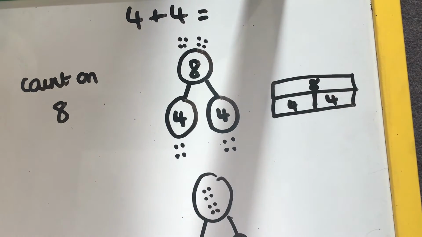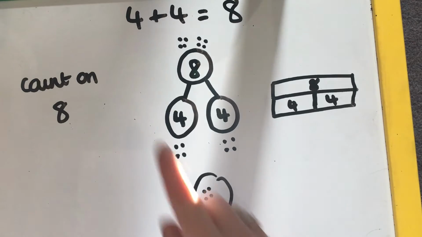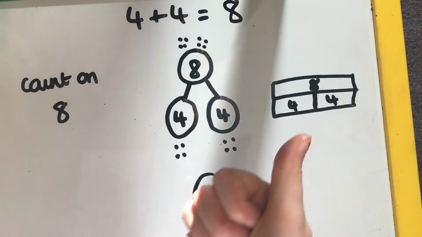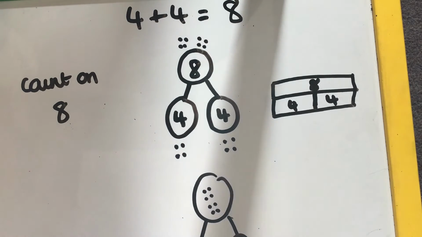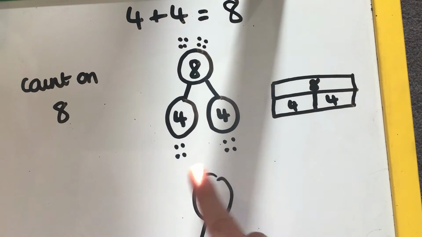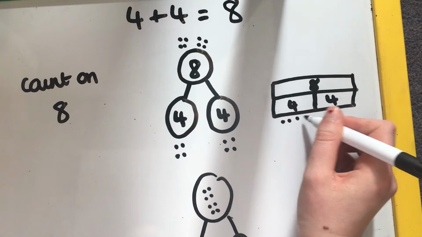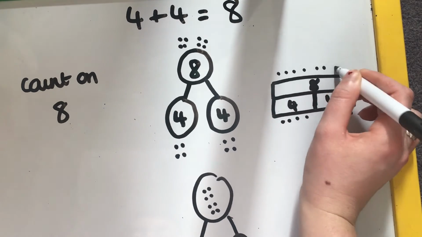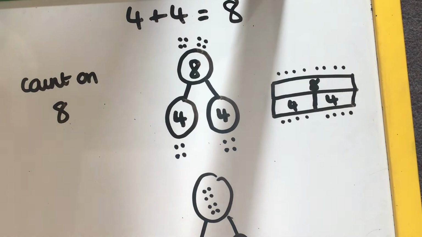Now each of these methods I have used, I found the same answer, 8. So remember, you can use the counting on method where you start with the one number, which is usually your biggest number, and you count on using your fingers to find the other number. Or you could use the part whole method, either with just the numbers or by drawing the dots. Or you could use the bar method, which again, you could draw the dots for the bar method if you aren't using squared paper. Okay? So those are your methods for addition.